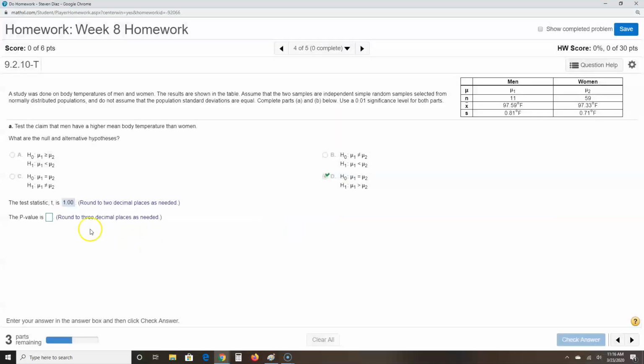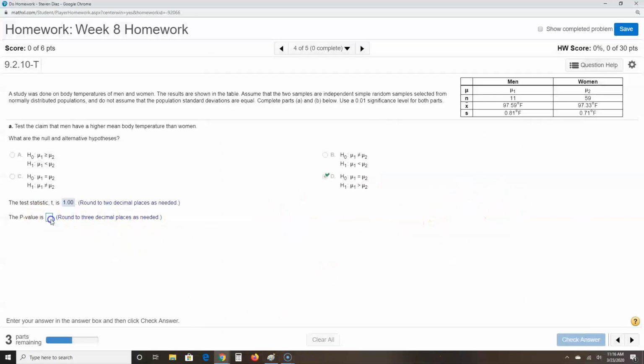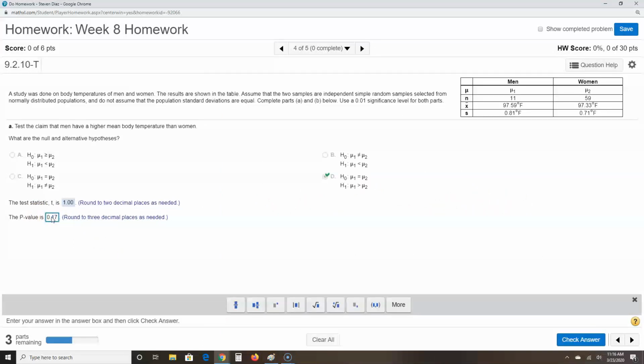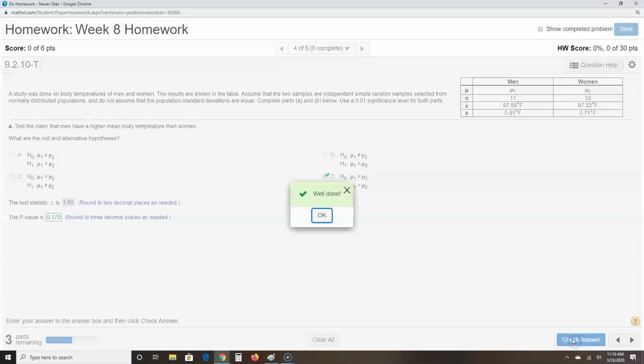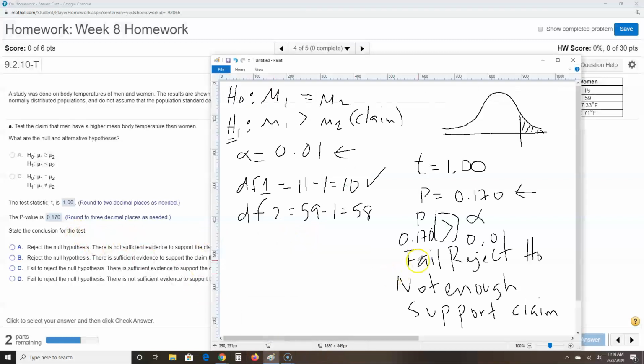All right. The next thing is my p-value. So my p-value, you can see it right there. So 3 decimal places. So 0.170, and check your answer. The next thing is the conclusion. So it involves two things, the decision and the interpretation. So my decision was fail to reject, so it's between letter C or D.